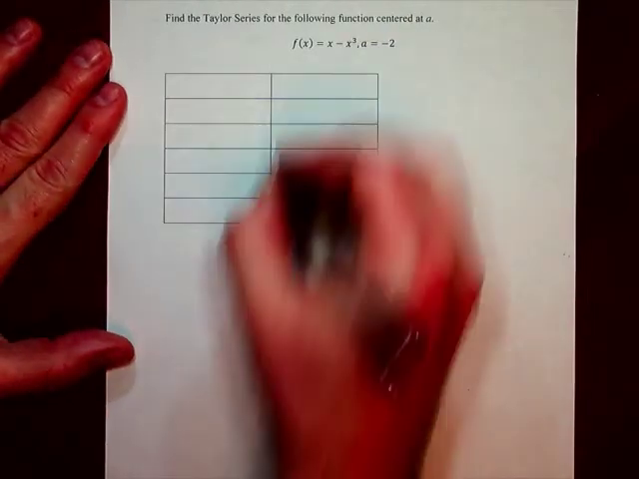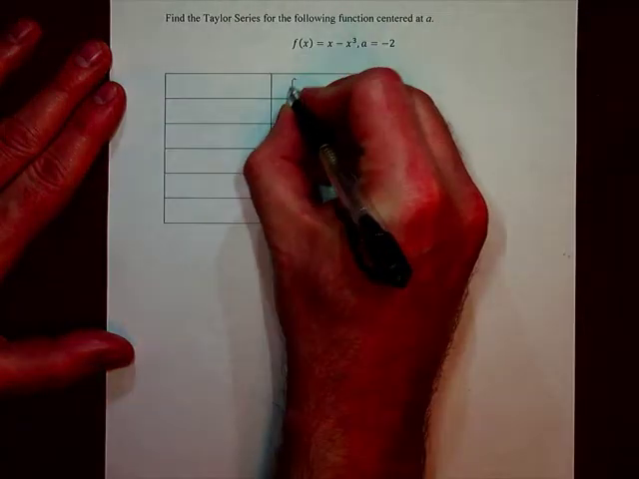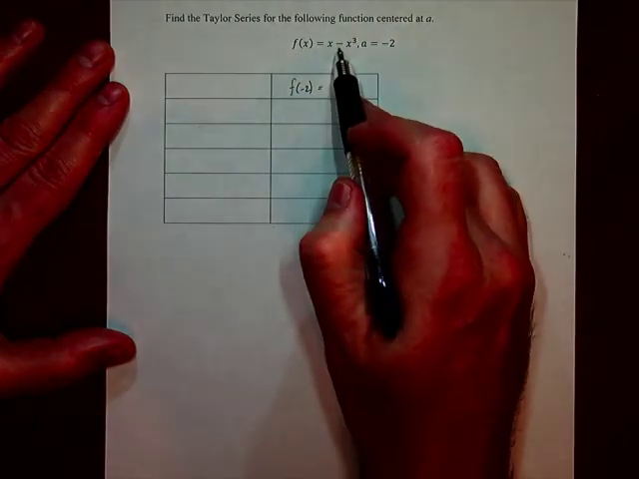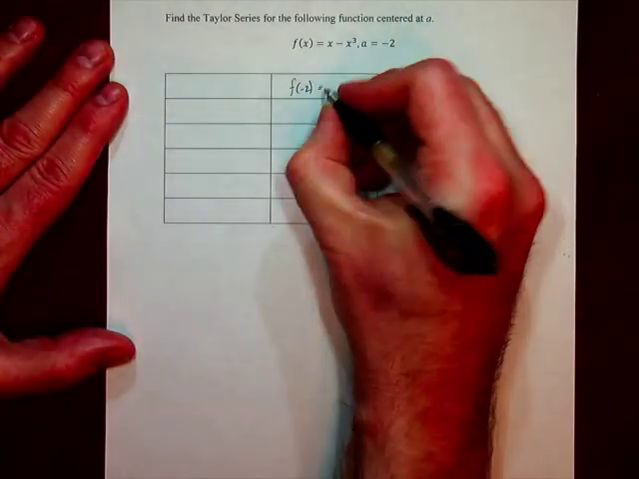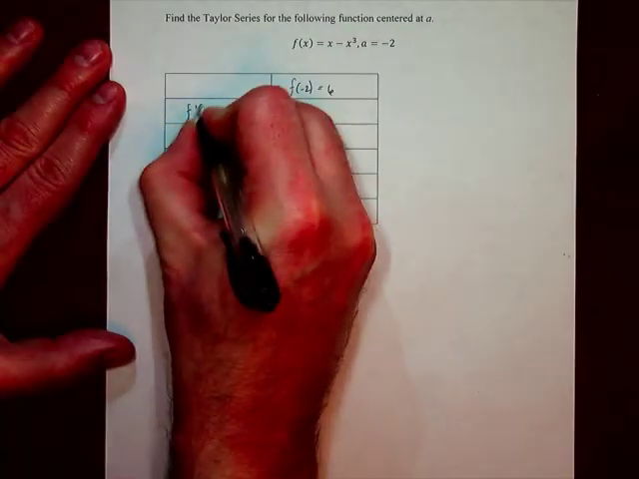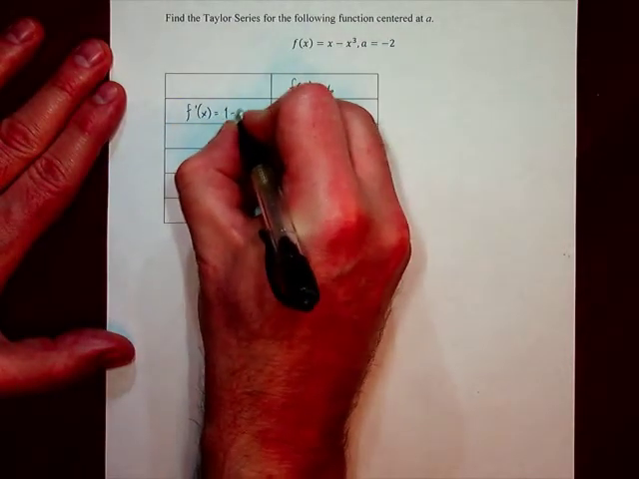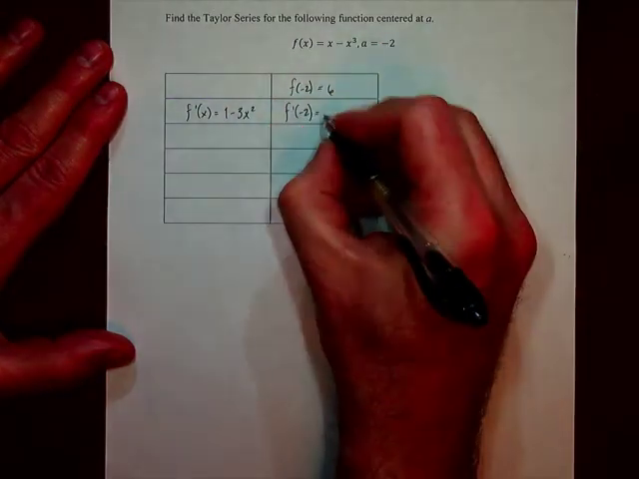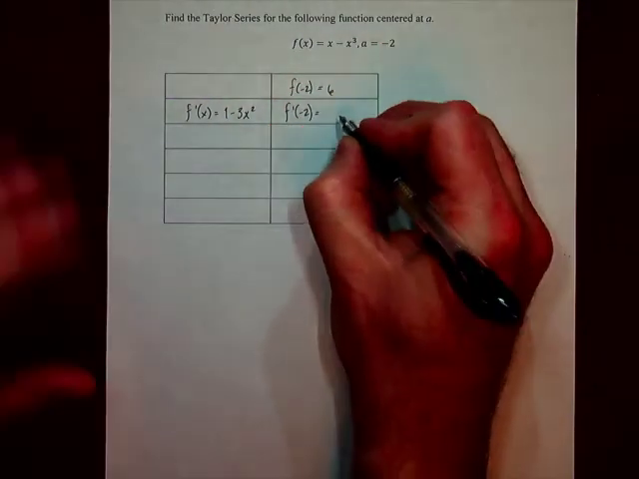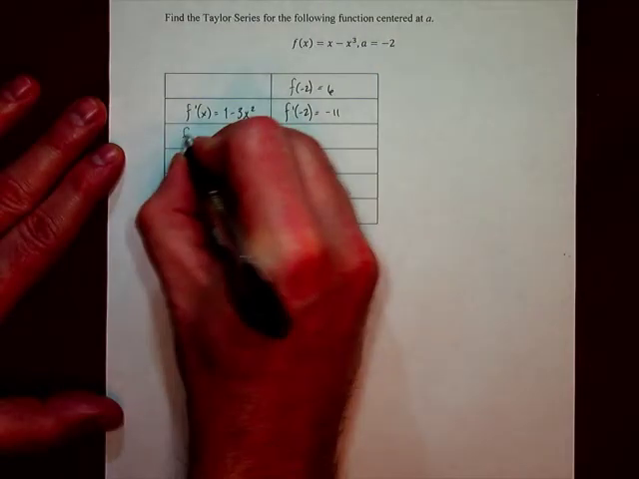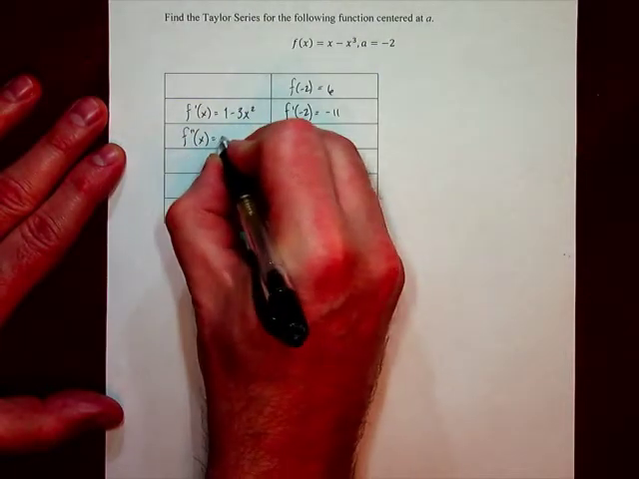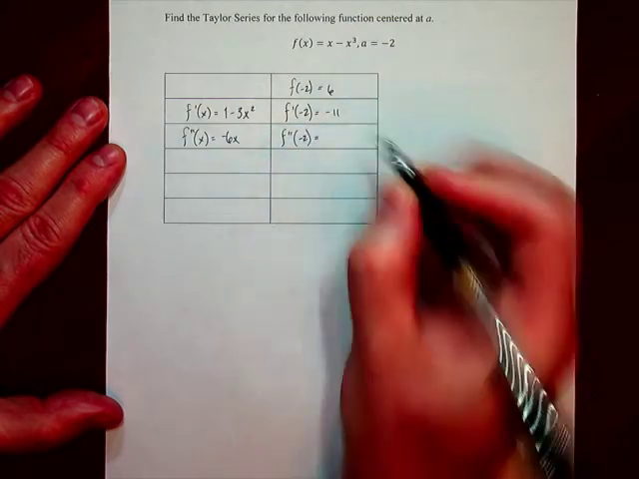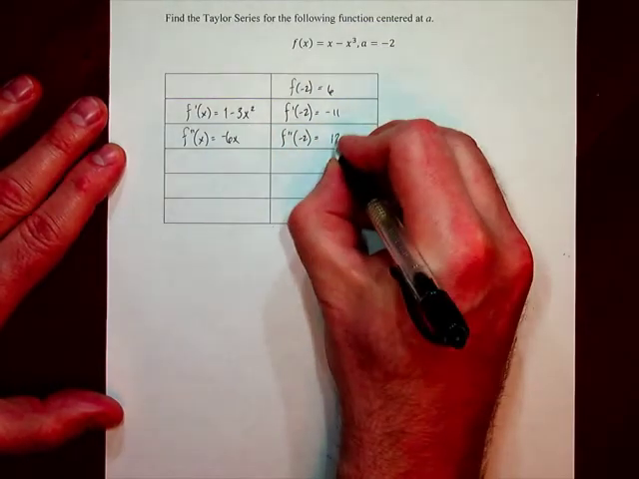So, now, obviously, f of -2, you plug in -2, you're going to get -2 minus a -8, so that's going to be 6. F prime of x is going to be 1 minus 3x squared. F prime of -2 is going to be 1 minus 12, or -11. f double prime of x is going to be negative 6x, so f double prime of negative 2 is going to be negative 6 times negative 2, or positive 12.